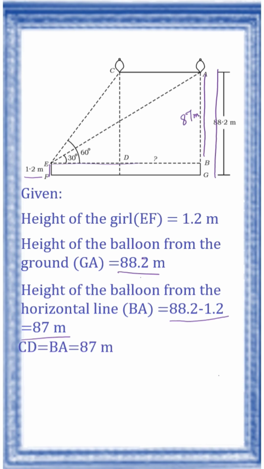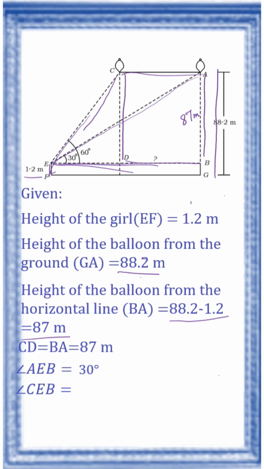Now CD is equal to the opposite side of the, not parallelogram, rectangle. Which rectangle? DBAC. CD is also 87 meter. Angle AEB is 30 degrees. Angle CEB is 60 degrees. To find DB. Now we have to calculate the distance travelled by the balloon, which means CA, which is equal to DB, opposite sides of the rectangle DBAC.